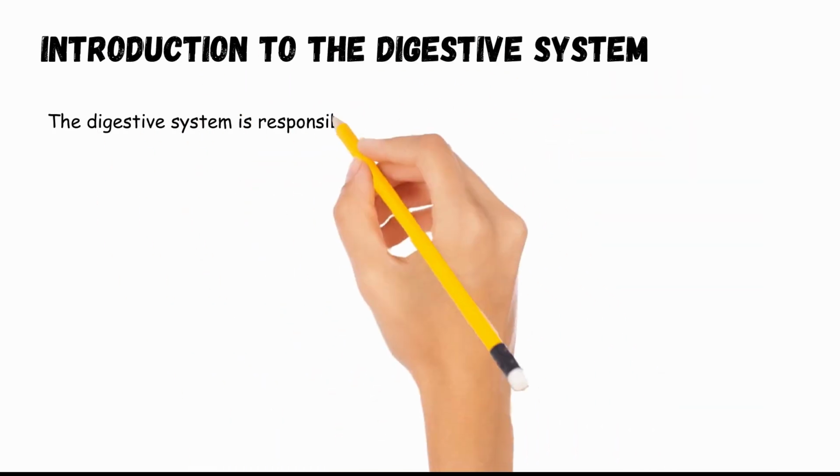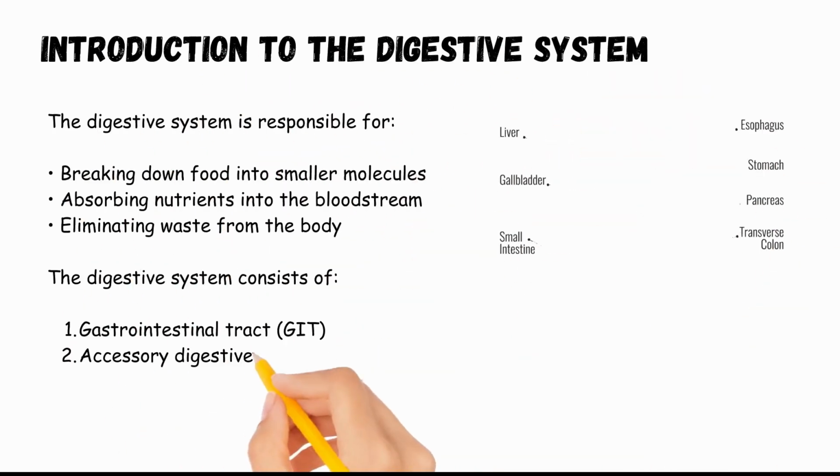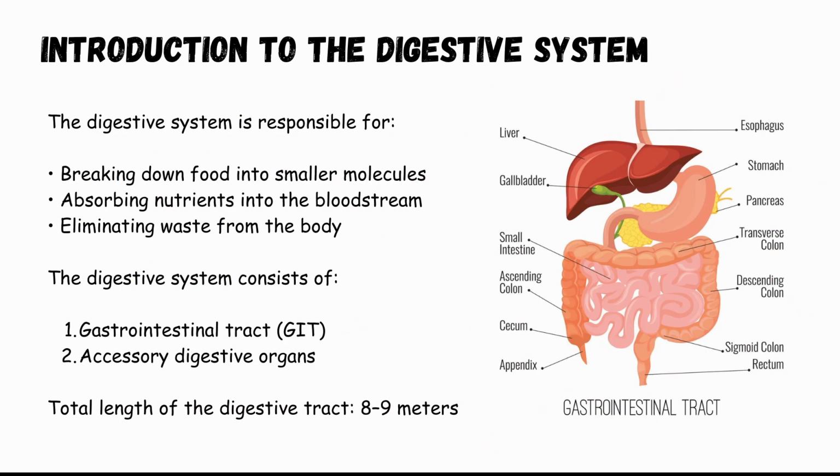The digestive system is responsible for processing the food that we consume every day. Its main functions include: first, ingestion, which means taking food into the mouth. Second, digestion, where complex food substances are broken down into simpler molecules. Third, absorption, where nutrients pass into the bloodstream and are transported to different parts of the body. And finally, elimination, where undigested waste materials are expelled from the body.